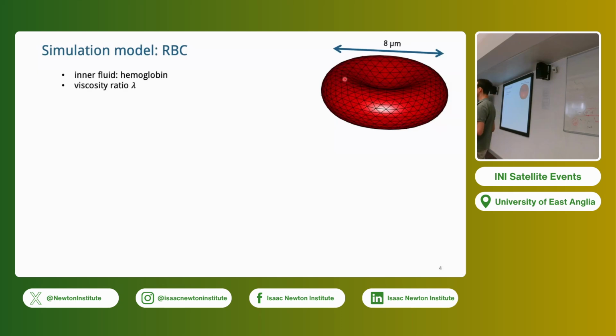The viscosity ratio, so the ratio between the viscosities inside and outside, is called lambda. It's somewhere between 5 and 10. The exact value is not really known, but in that range. So the inner part of the cell is more viscous, and the inner part, as I said, is liquid. So that distinguishes the red blood cell from many other cells.